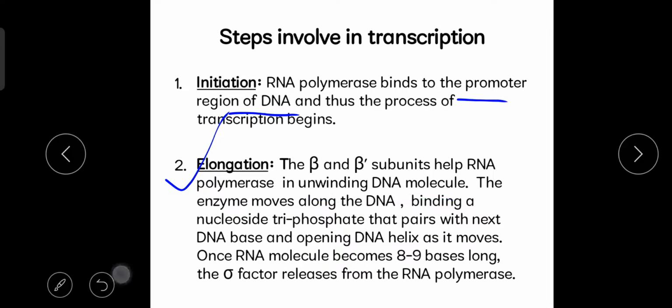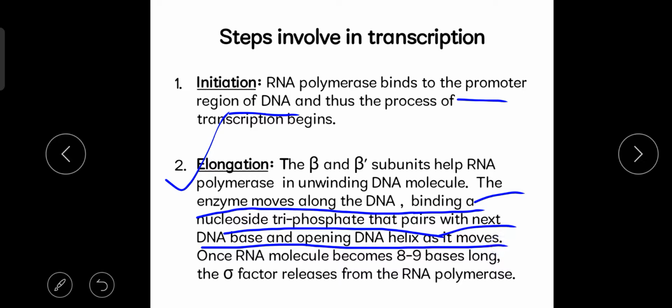Okay, so now next, you see, the enzyme, that means the RNA polymerase enzyme, moves along the DNA. DNA means the template DNA from which the RNA is produced. The enzyme moves along the DNA, binding a nucleoside triphosphate that pairs with the next DNA base and opening the DNA helix as it moves. That means when the RNA polymerase enzyme binds to the promoter site of the template DNA strand, then the beta and beta prime subunit of the RNA polymerase helps in the unwinding of the DNA double helix.